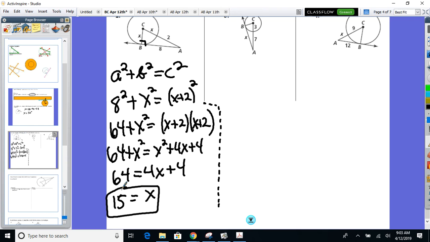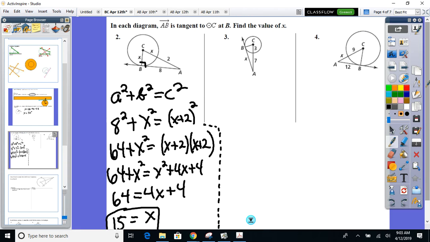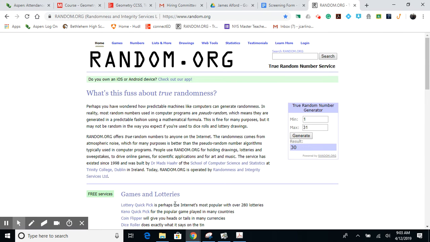We all good? Don't go ahead, because I'm not going to do the last one there. I'm only going to do 3. We're not going to do 4 together. I'm going to save that for another time. We just don't have the time today. All right, number 3. Add something to the diagram.